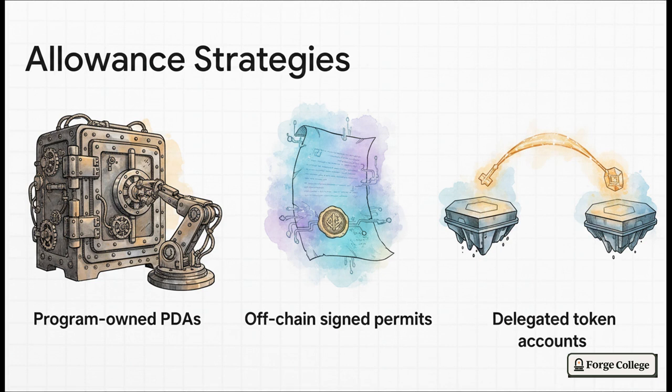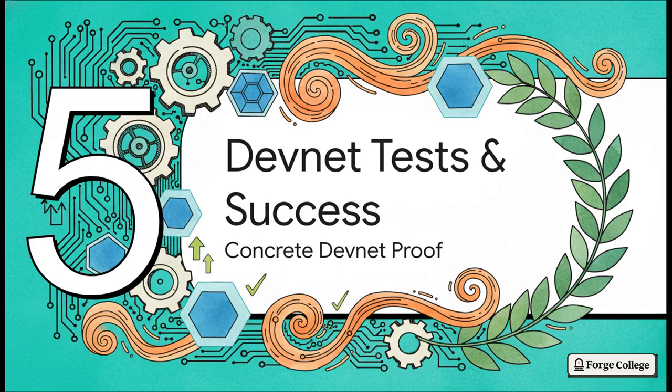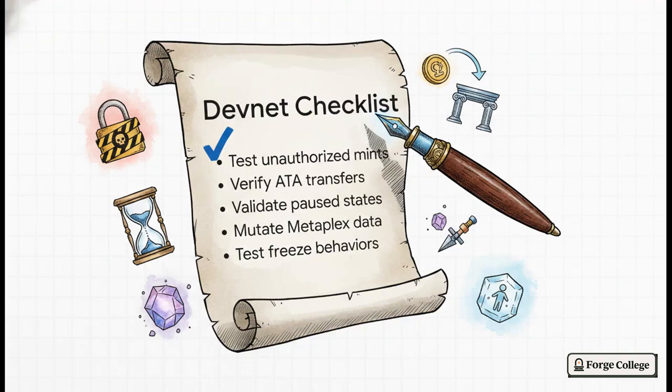Or Option 3, use Solana's native delegated token accounts. The strategy you end up choosing here is going to directly dictate exactly which devnet tests you need to write in the next phase. And that leads us nicely into part 5, devnet tests and success. This is the grand finale. How do we objectively prove our translation was a resounding success? Because look, success isn't just saying, hey, it compiles. Success is actually executing this devnet checklist.